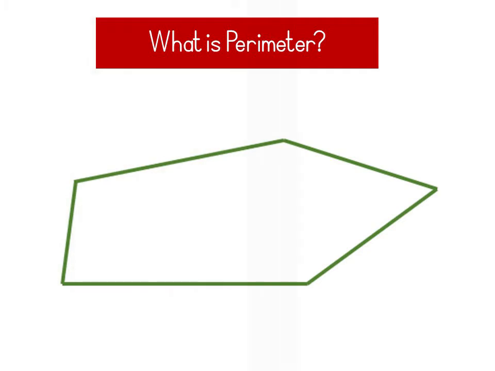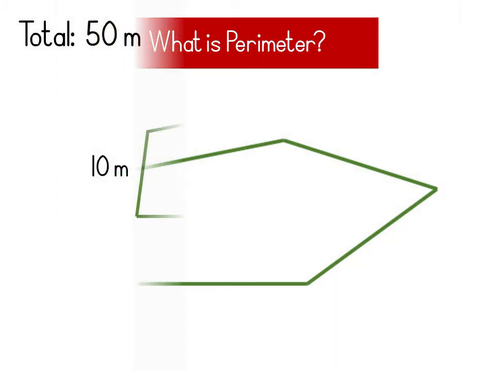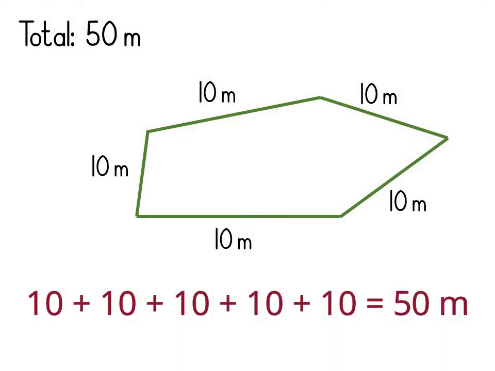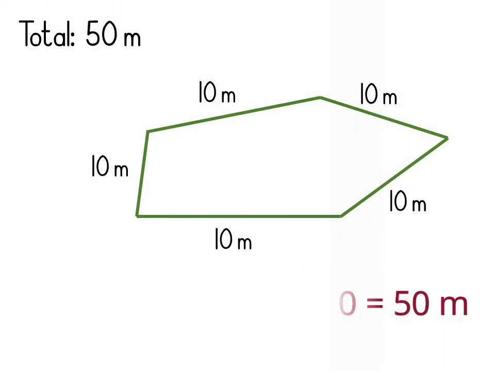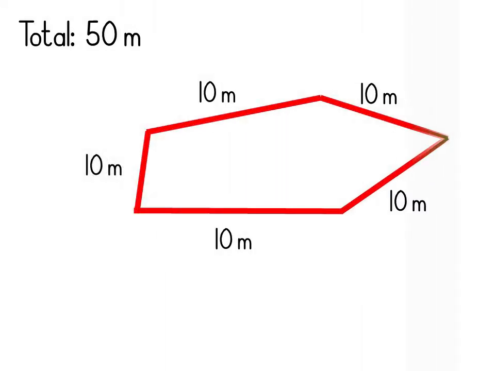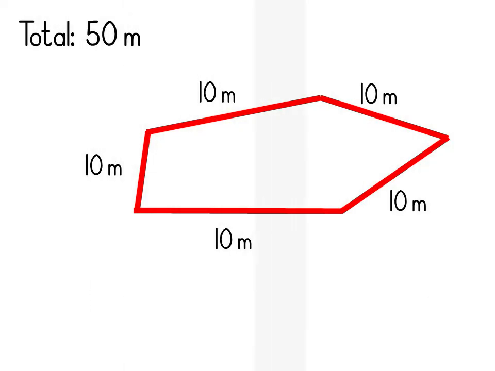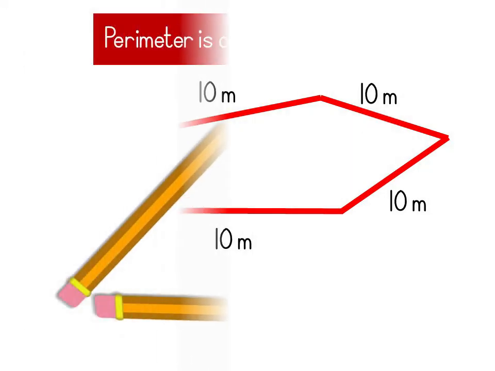Let's imagine the field being the shape depicted on the screen. The distance of each side is 10 meters. The total distance that the person will travel will be the sum of the length of each side. In other words, 10 plus 10 plus 10 plus 10 plus 10, which is equal to 50 meters. Explain to the learners that the 50 meters he has traveled is called the perimeter of the shape. It shows us that perimeter is the absolute shortest distance possible around a shape.